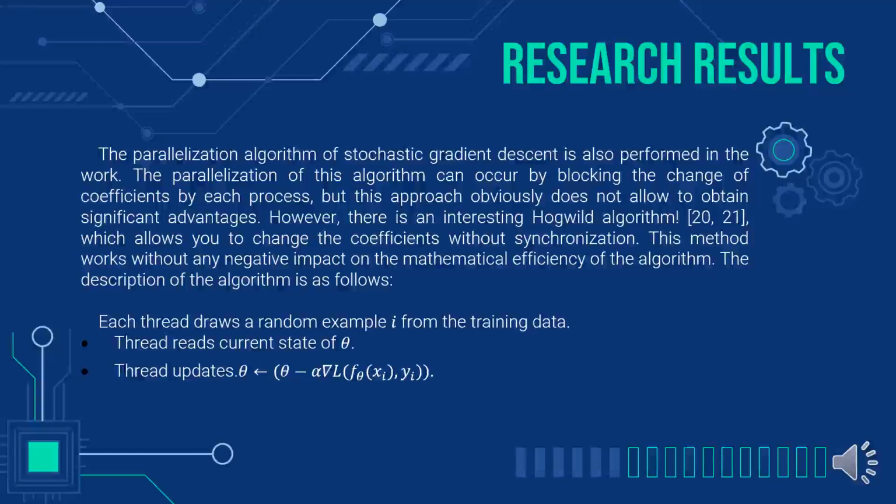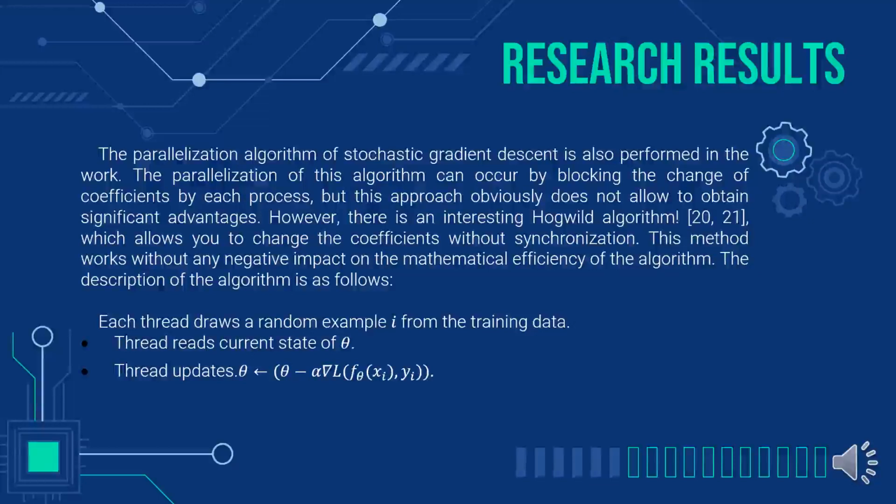The parallelization of the stochastic gradient descent algorithm is also performed in the work. The parallelization of this algorithm can occur by blocking the change of coefficients by each process, but this approach obviously does not allow obtaining significant advantages. However, there is an interesting Hogwild algorithm, which allows you to change the coefficients without synchronization. This method works without any negative impact on the mathematical efficiency of the algorithm.